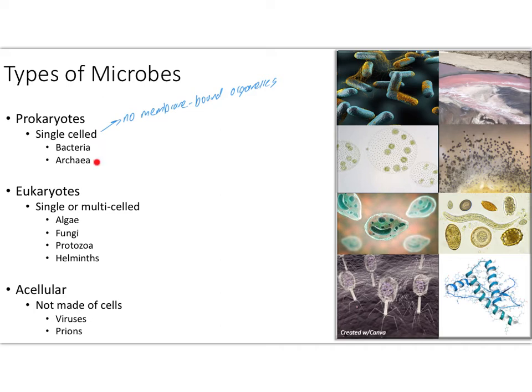Now, archaea are the other type of prokaryote. So they are also single-celled. They do not have membrane-bound organelles. And they are very similar to bacteria in cell structures, but they're different enough that they're split out into a separate group.